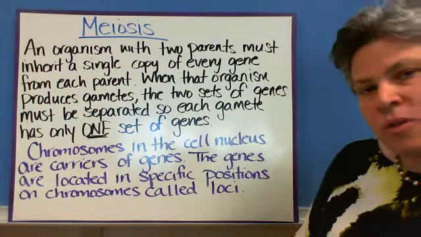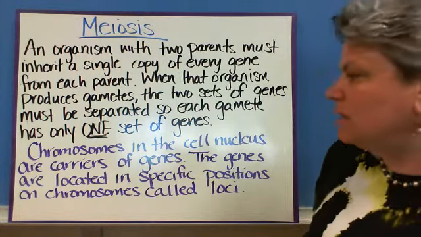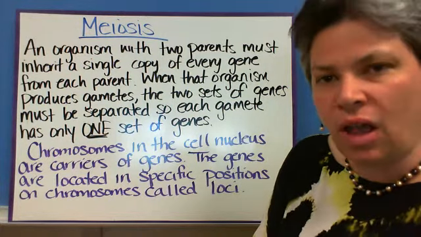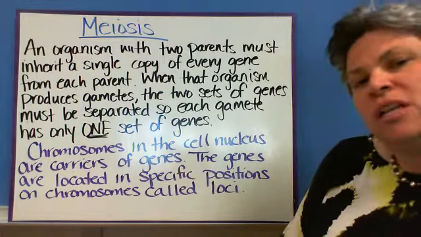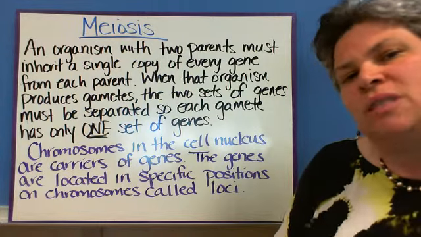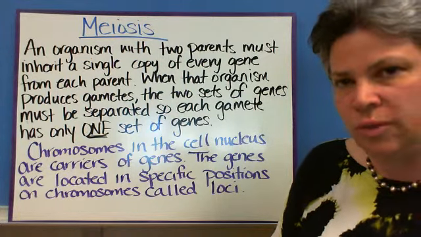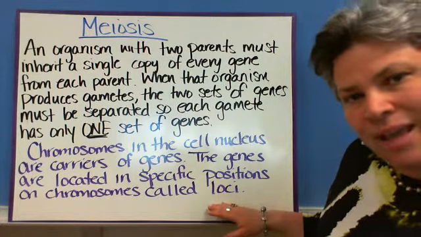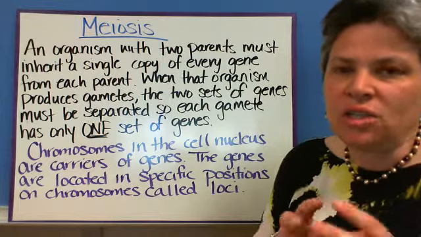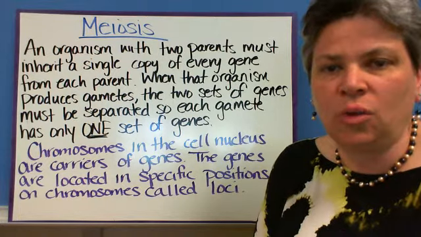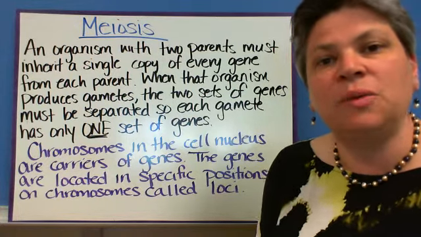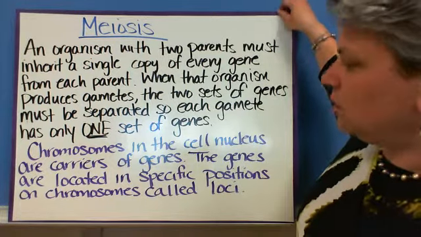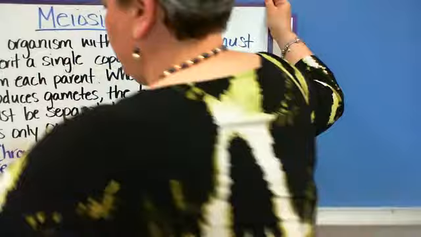Well, the chromosomes that we have in our cell nucleus are carriers of genes. Remember, the genes are found on the chromosomes. The genes are located in very specific places on each chromosome, and those places are called loci. It's just a location on the chromosome where you find that gene. It's the position of the gene on the chromosome.